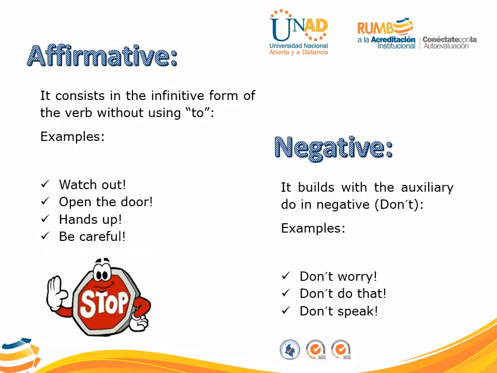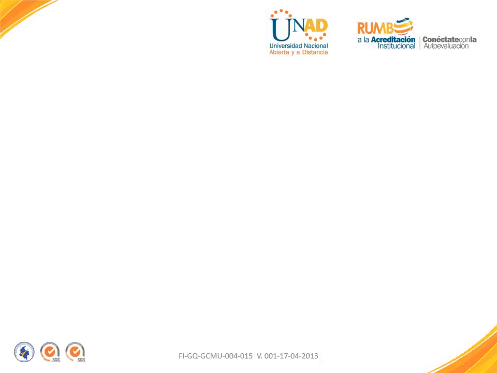builds with the auxiliary do in negative. Examples: don't worry, don't do that, don't speak. Okay, negative uses don't, the negative auxiliary don't, in order to build the sentence. Okay, continue.